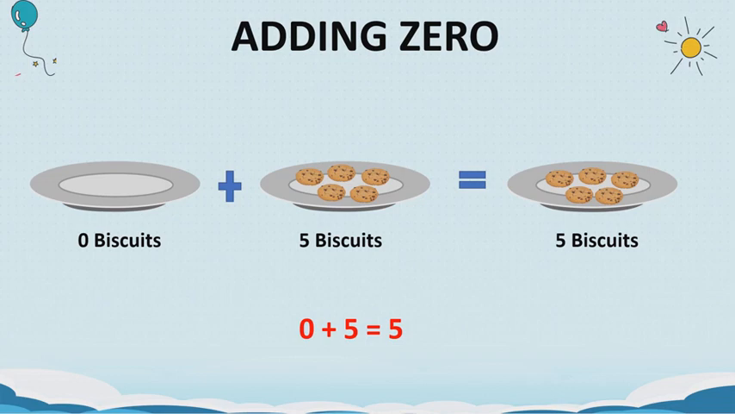So 0 plus 5. Let us count the number of biscuits in both the plates. 1, 2, 3, 4, 5. It is 5. So 0 plus 5 is equal to 5. If we add a number with 0, then also the answer is the same number. Number plus 0 is equal to the same number. 0 plus number is also equal to the same number.